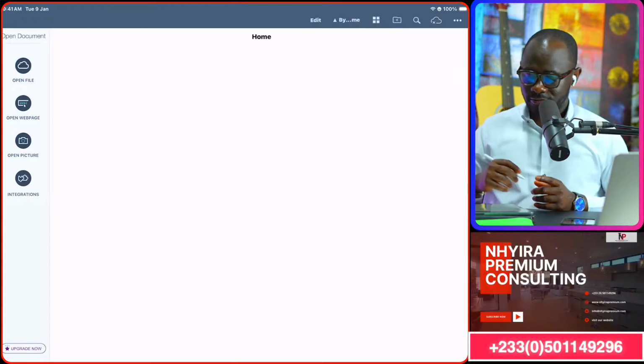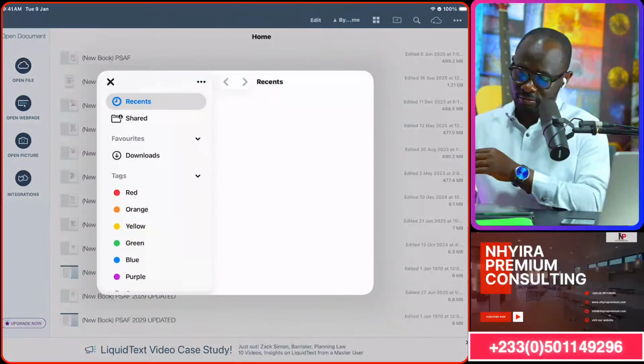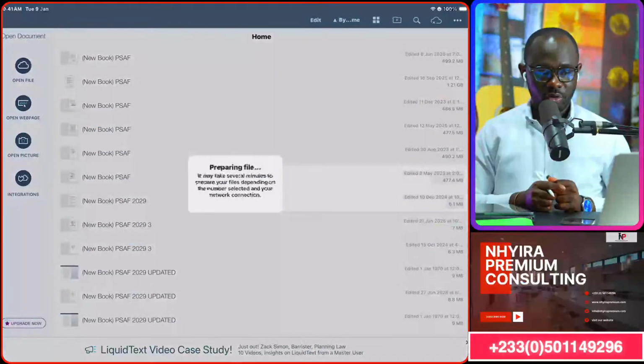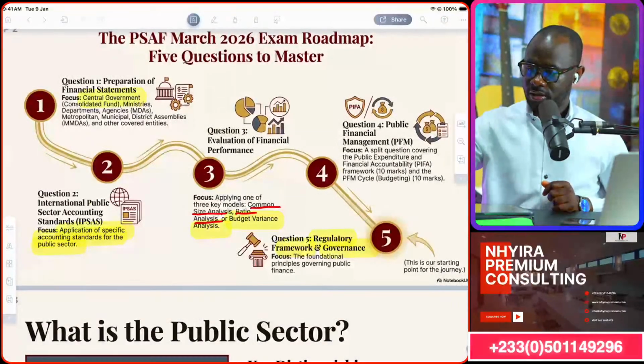Give me a sec. My slide is loading up again. Let me see if I can open it up. Yeah, in the existing document.